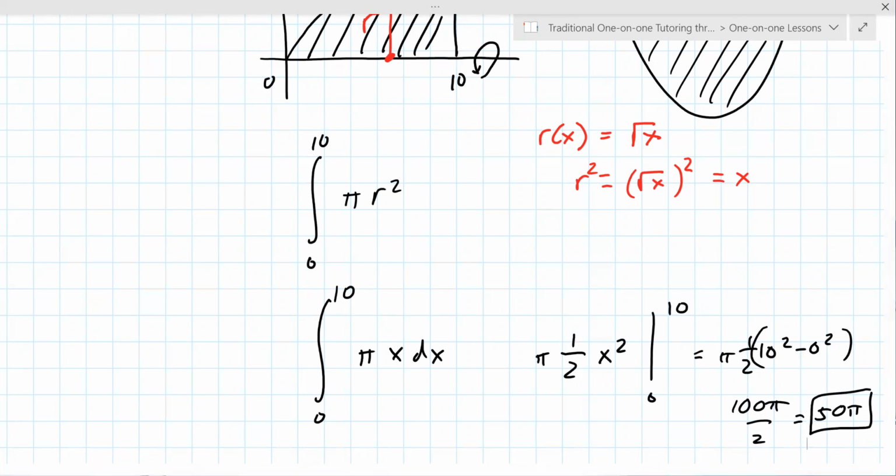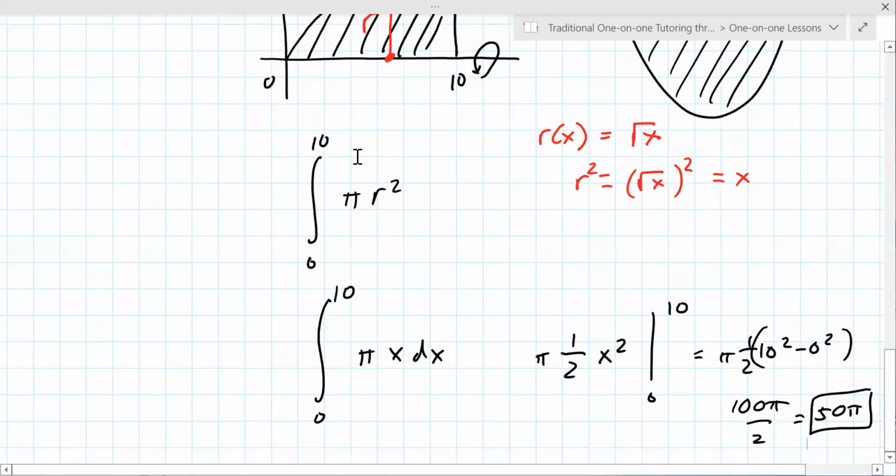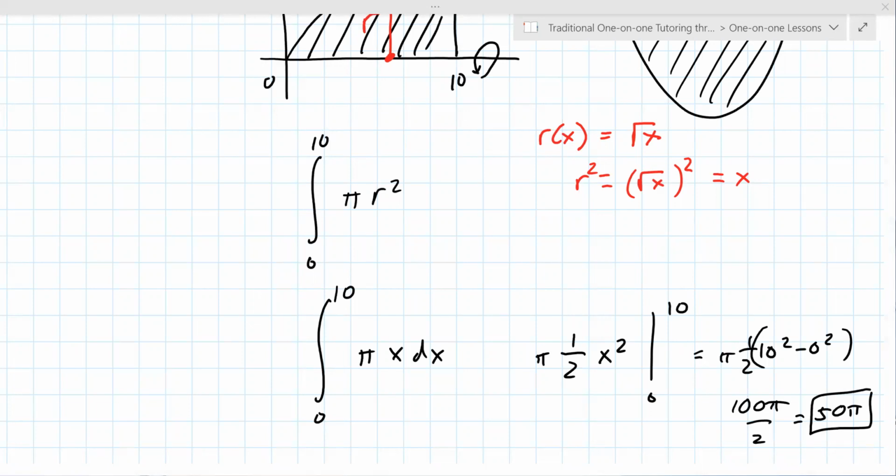Okay. So let's see. We'll see if we get another one like this. Yeah, I get another one like this.